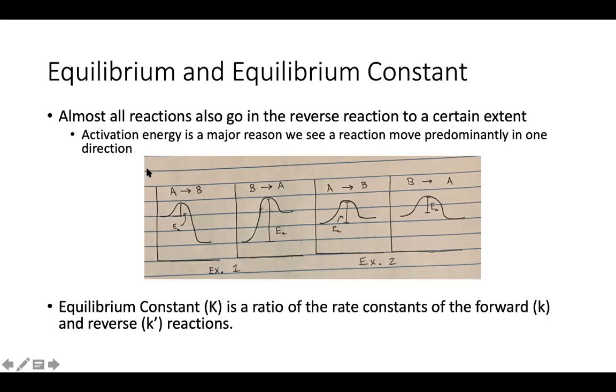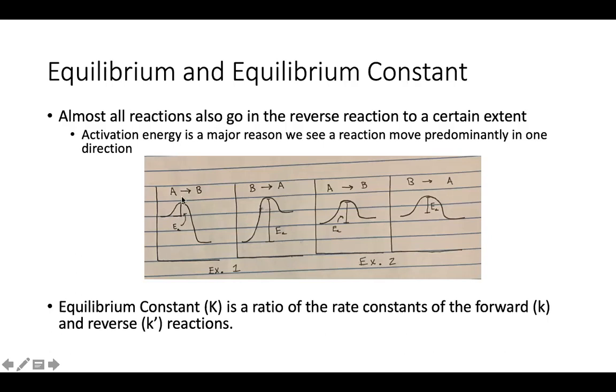Okay, and one of the major reasons why we see the forward reaction predominant or favored is because of activation energy. So here are 2 examples where I've drawn energy diagrams, right? So that's what the y-axis is. And this is our reactants, and our products are at the bottom of the slope. And I'm drawing the activation energy, right?